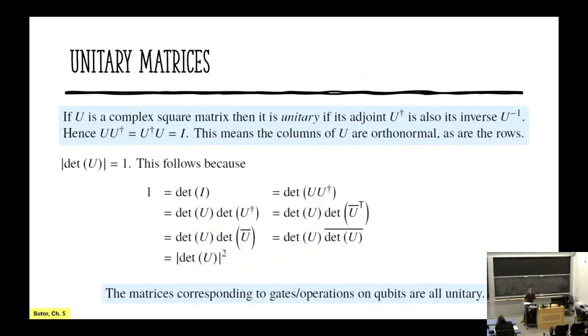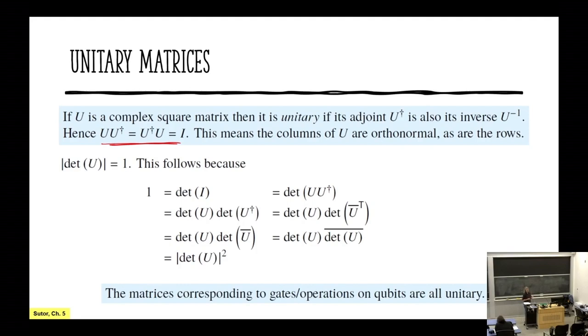Okay, so that brings us to unitary matrices. If U is a complex square matrix, then it is unitary if its adjoint is also its inverse. So what that allows us to write down is that U, a unitary matrix, times its adjoint is the same as its adjoint times itself, and both of those things equal identity.